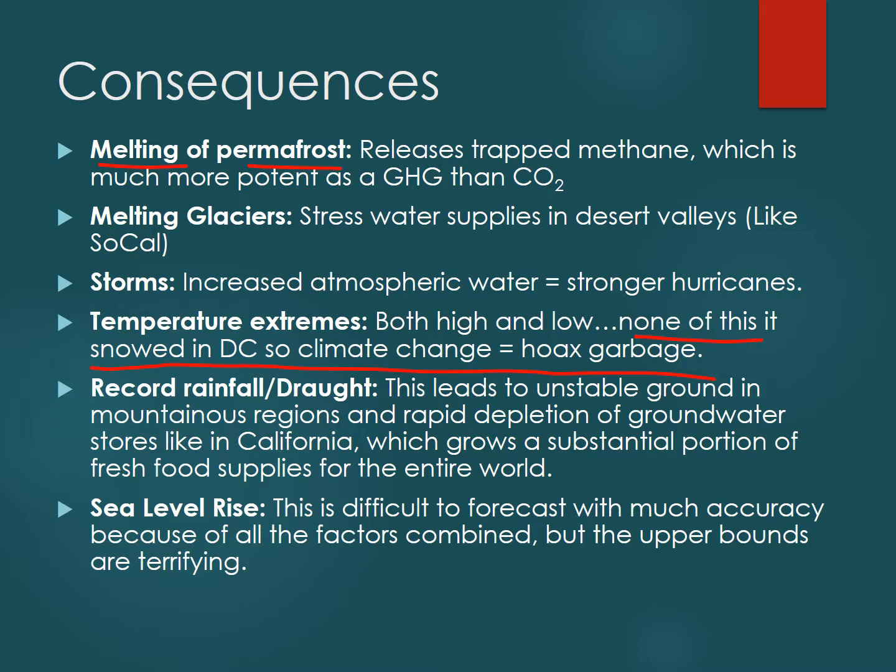That will lead to unstable ground in mountainous regions and rapid depletion of groundwater stores. In California, there was a story on 60 Minutes a couple years ago about how their aquifers are nearly dry, which could create a serious problem. And finally, there's sea level rise. It's difficult to forecast how much the sea will rise because it's difficult to forecast how much melting will occur in a certain time. But one thing I can tell you is that Bangladesh is nearly underwater, as well as Miami Beach.